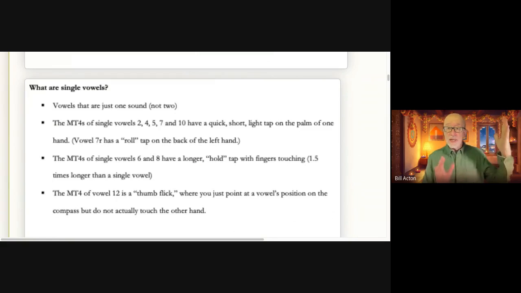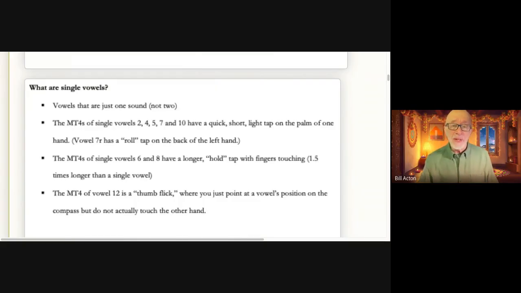So the hand starts here in the middle of your body, goes out to 2, touches, taps lightly, and comes back. And the other ones are like that. So it's 2, 4, 5, 7, 10. Those are just a real quick tap, something like that. Don't worry, we're going to practice these plenty. You don't need to learn them right at the moment.